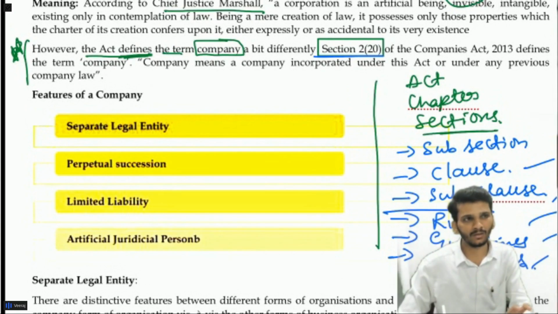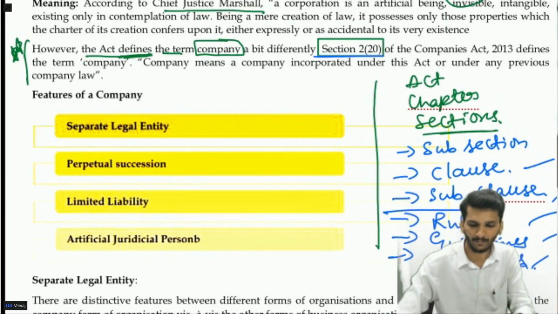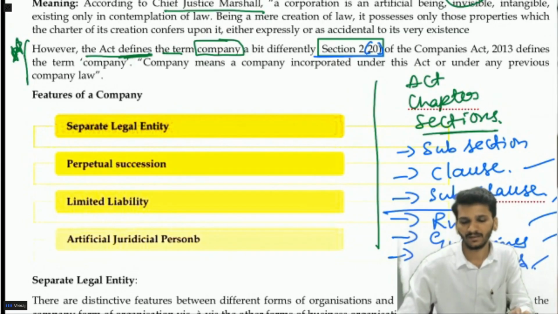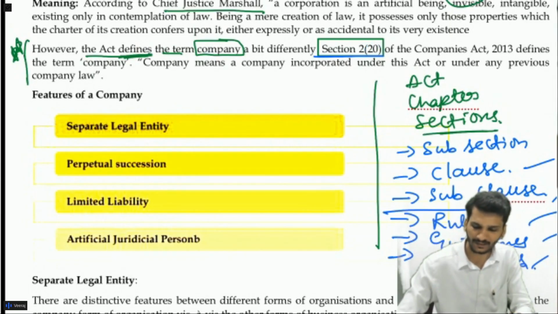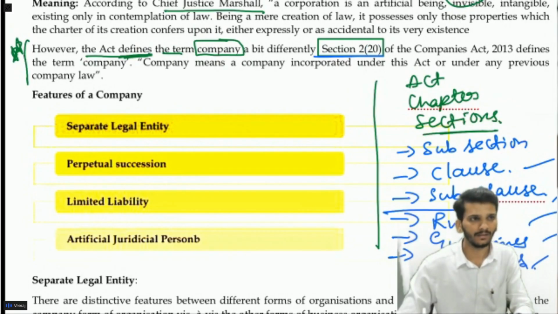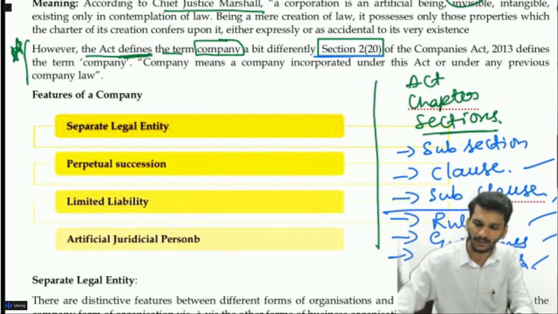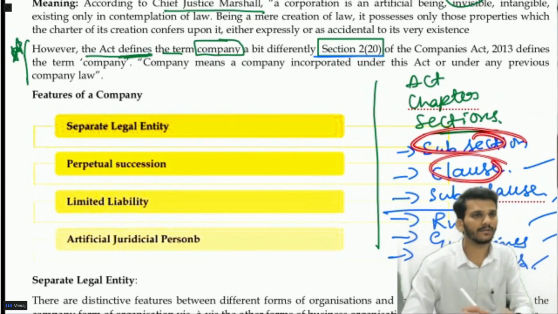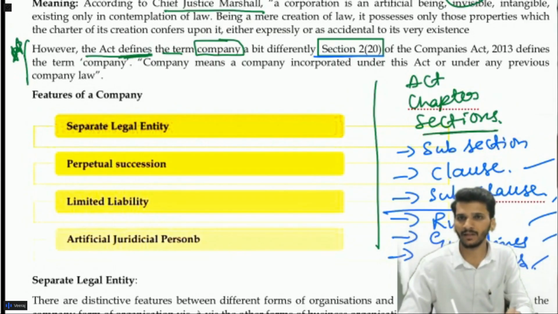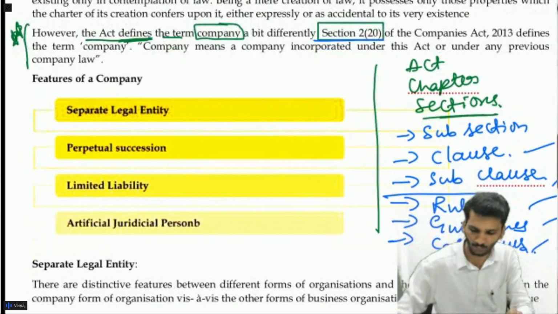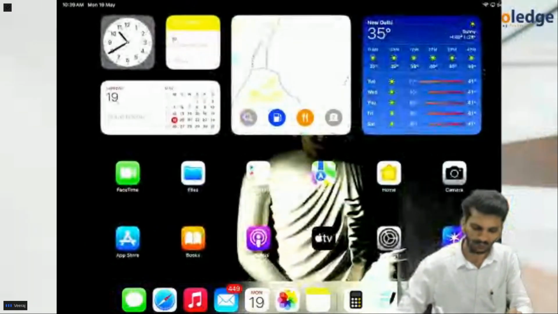If I use the word 2 as section, what should I use after that? Bracket 20 is subsection. I should generally read it as section 2 subsection 20. That is what is prescribed as per the discussion which we made here. But there is a difference between subsection and clause. Sir, what is the difference? For that we have to go to the MCA website now.